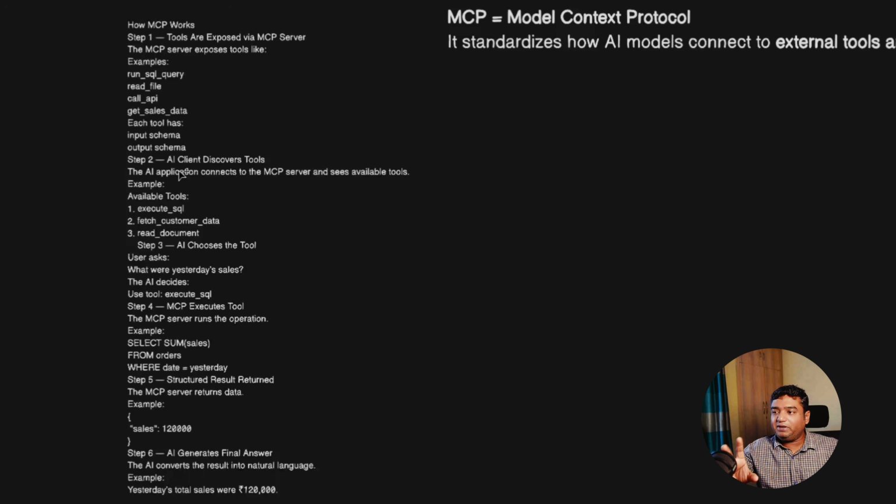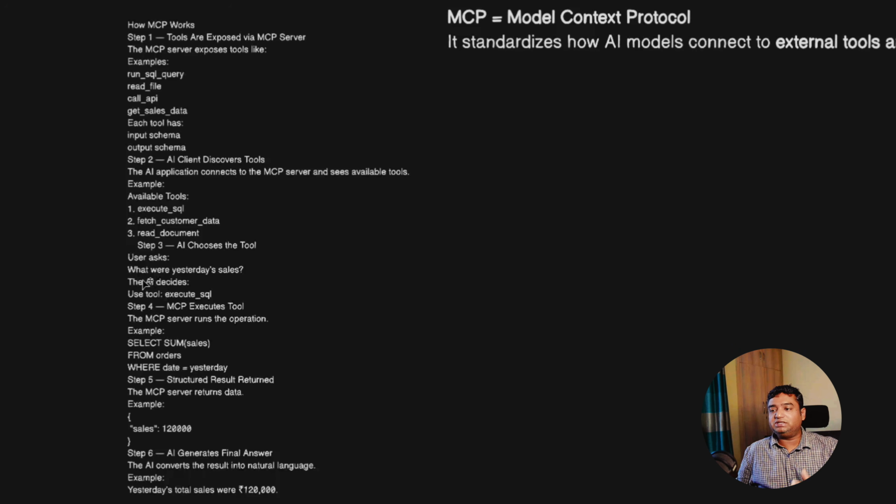So your AI application will connect to this MCP server which you have configured, and it sees the available tools. The tools are, for example, execute SQL, fetch customer data, read document, and that AI application will be intelligent enough to understand which tool it has to use from the MCP tools. So AI chooses this tool.